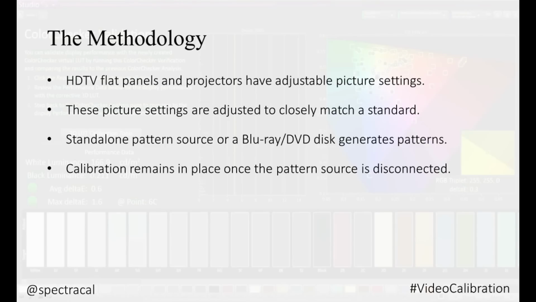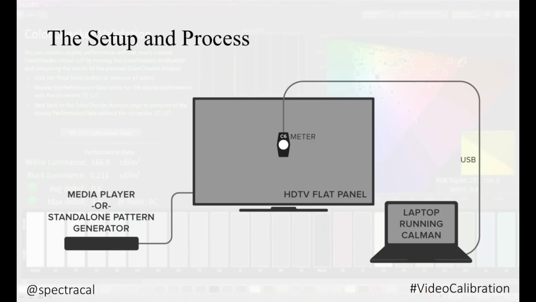Now, because the display's own internal settings have been adjusted or calibrated, the calibration remains in place once the pattern source is disconnected. The pattern source generates the patterns on the screen. The meter takes readings of the luminance and chromaticity values for the display's performance for that pattern.